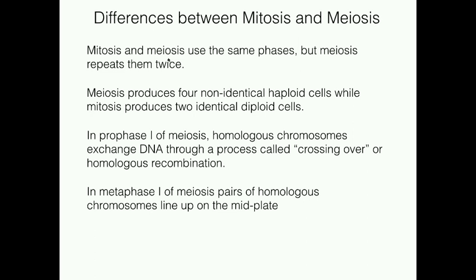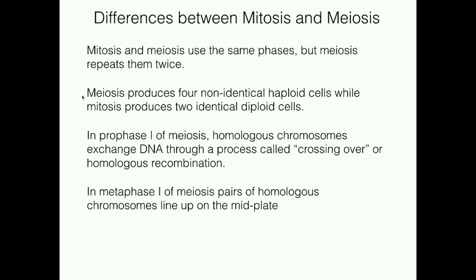So if I say this cell is in metaphase, you know that it's going through mitosis. If I say that it's in metaphase 1, it would be in meiosis. And in meiosis, the steps are named by which half you're in. So it would be prophase 1, metaphase 1, anaphase 1, telophase 1, then prophase 2, metaphase 2, anaphase 2, telophase 2. If it's got a number after it, you're talking about meiosis.